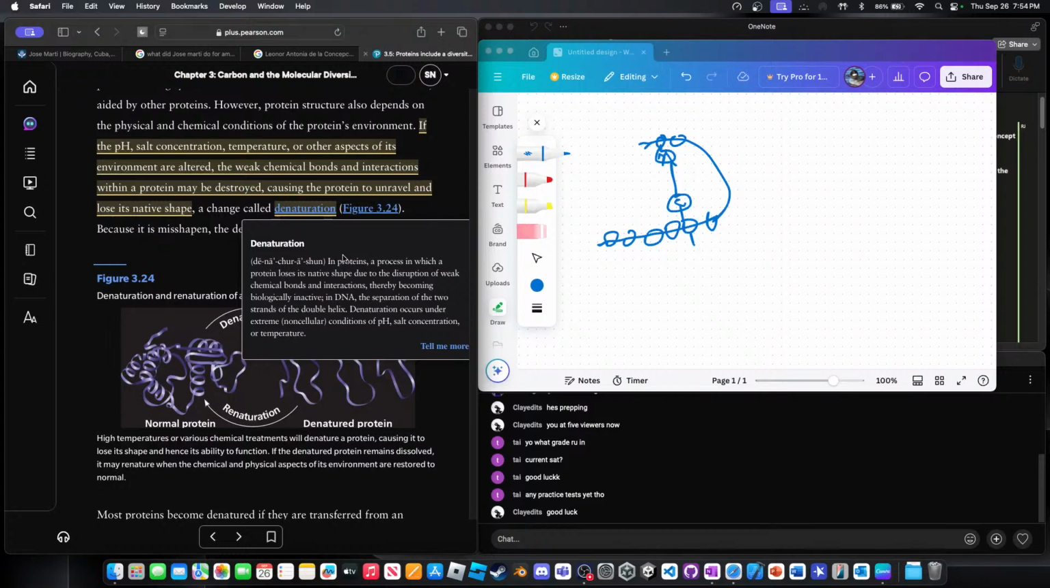strands of the double helix. Denaturation occurs under extreme non-cellular conditions of pH, salt concentration, or temperature.